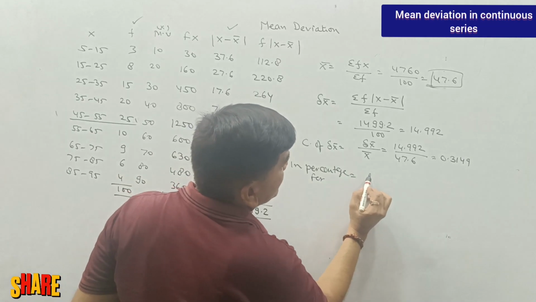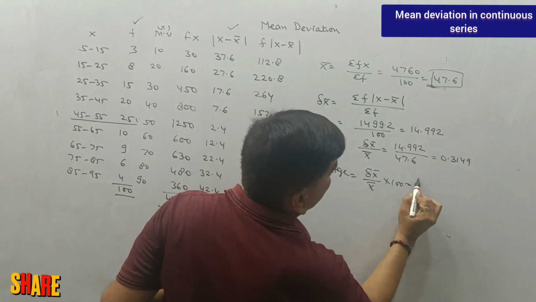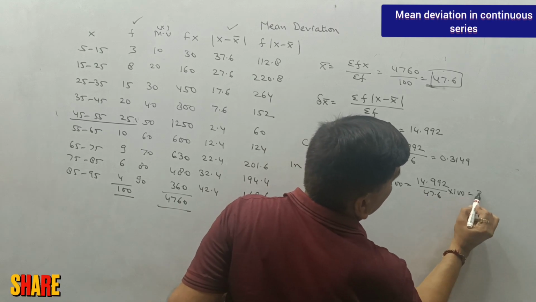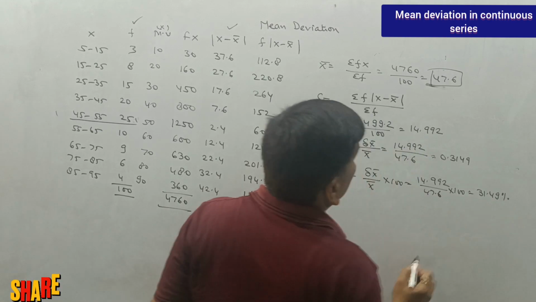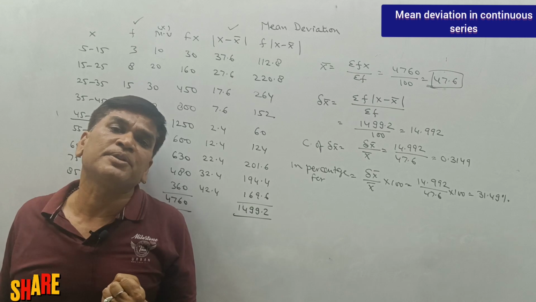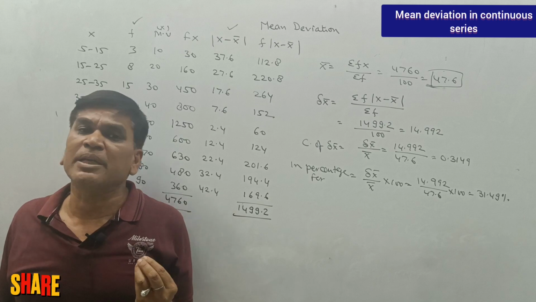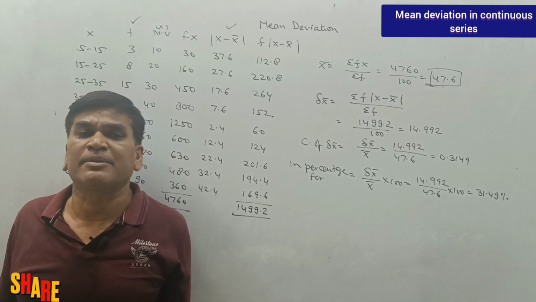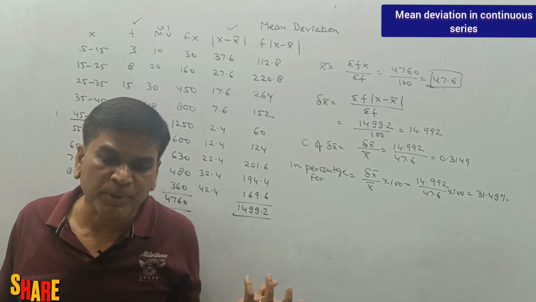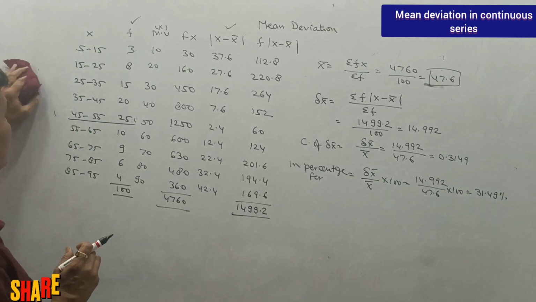For comparison, percentage is easy. Delta x divided by x bar multiplied by 100, that is 14.992 divided by 47.6 multiplied by 100, that is 31.49%. So in percentage also we can calculate. If we have any problem of continuous series, it is very easy to calculate the mean deviation, whether with the median, the arithmetic mean, or the mode, no problem at all. I have another example to calculate the mean deviation in a case of continuous series.